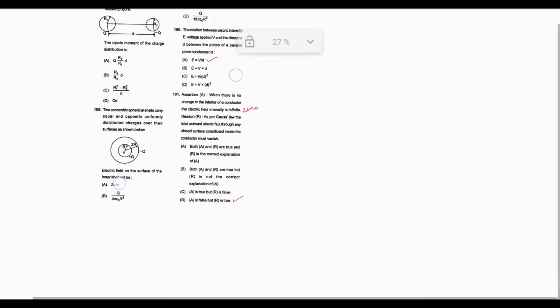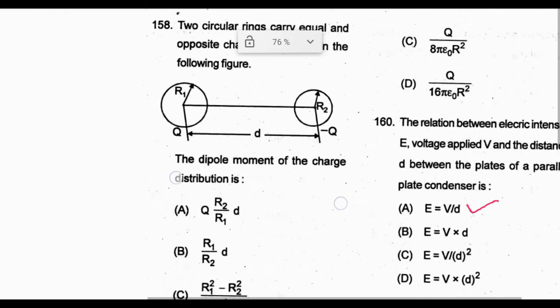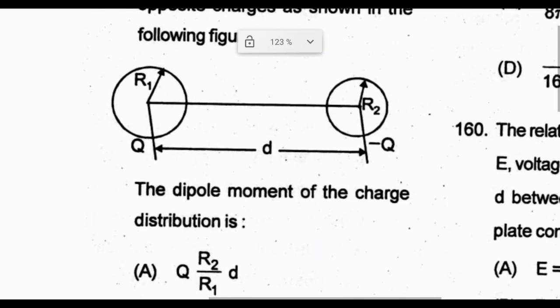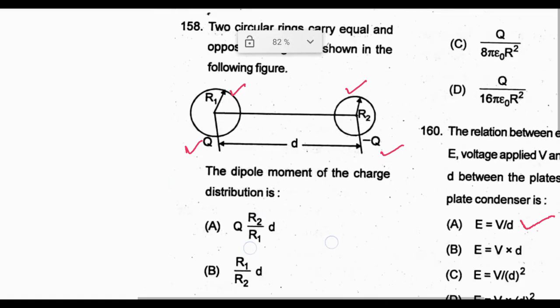Next, question number 158. Two circular rings carry equal and opposite charges as shown in the figure below. So the dipole moment of the charge distribution is? In this problem, these are two rings having q charge here and minus q charge here. So we have to find out what is the dipole moment due to this.